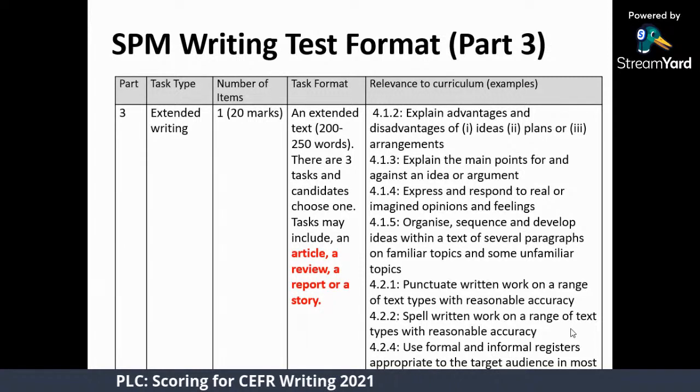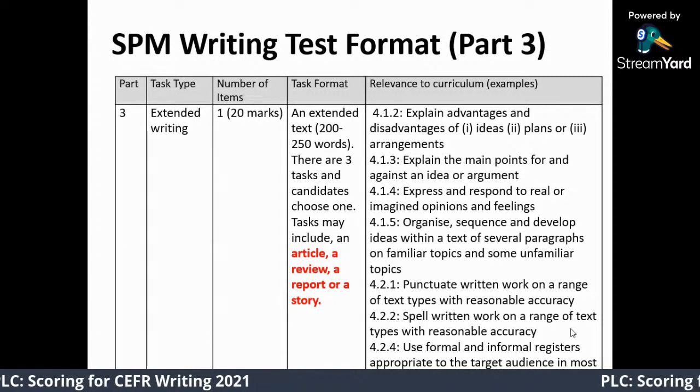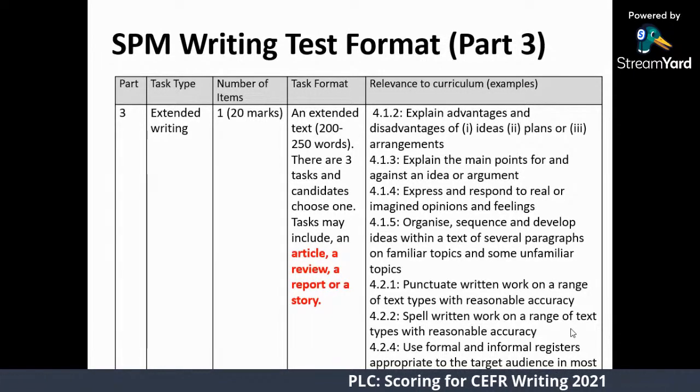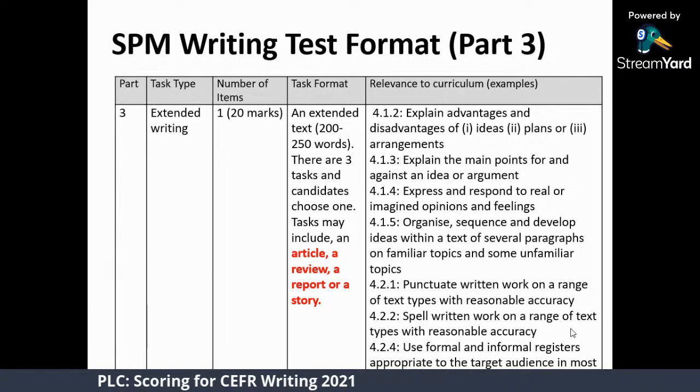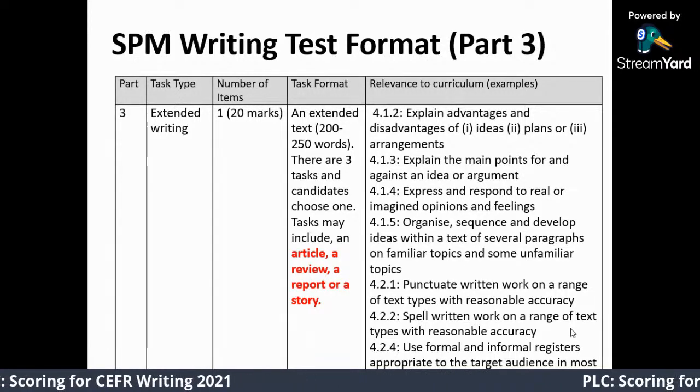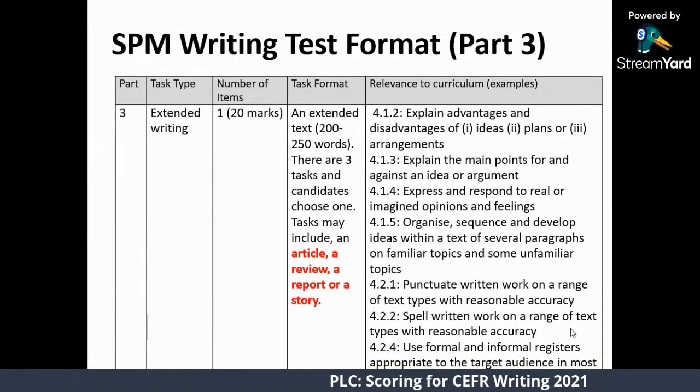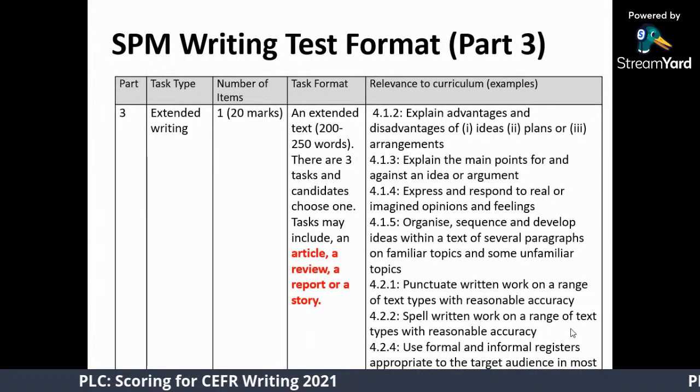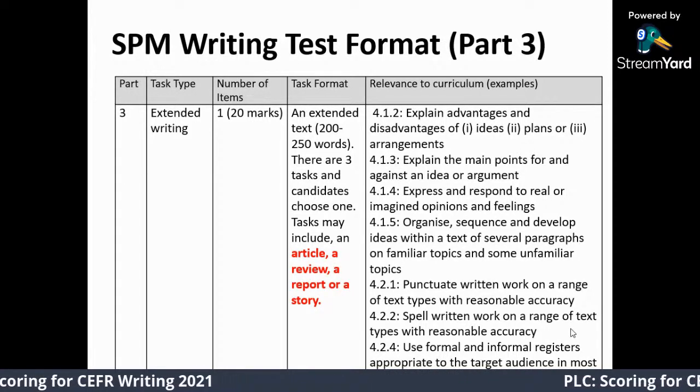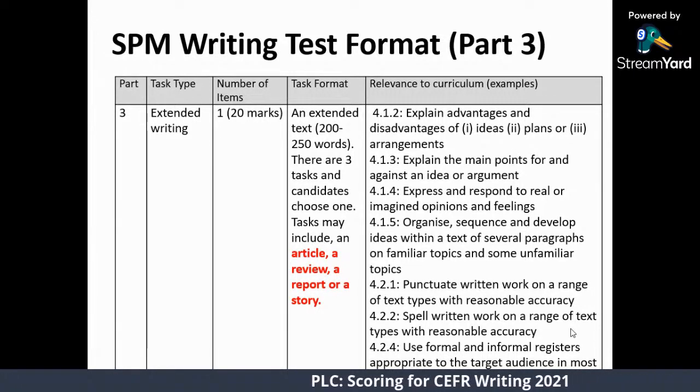But one might ask, do we still have to teach speech or dialogue? I would say follow the textbook because CEFR assessment is based on what the textbook is all about. So if our textbooks, for example Full Blast or Download, do not emphasize speech writing, we probably don't have to do that because it might not be assessed. Okay, and the relevance to curriculum, that's 4.1 and 4.2.